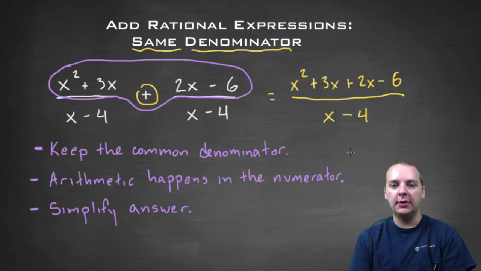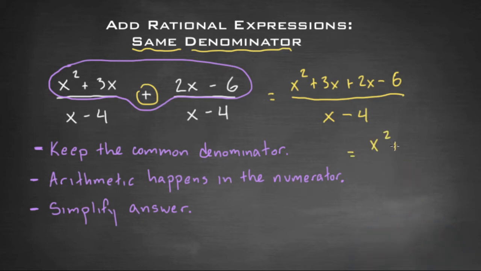So this would be x squared plus 5x minus 6 divided by x minus 4. Okay, and then when you're done, try to simplify your answer, meaning it's very possible that the numerator and denominator may have some of the same factors, and you could simplify the rational expression by canceling those common factors. So let's see here real quick.